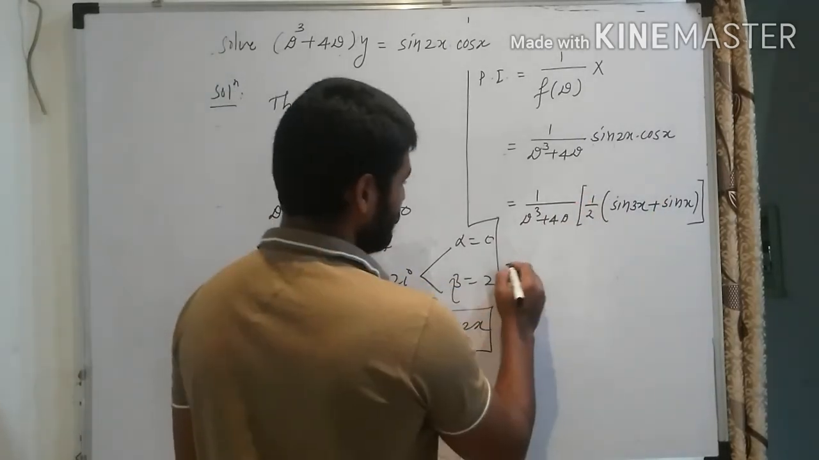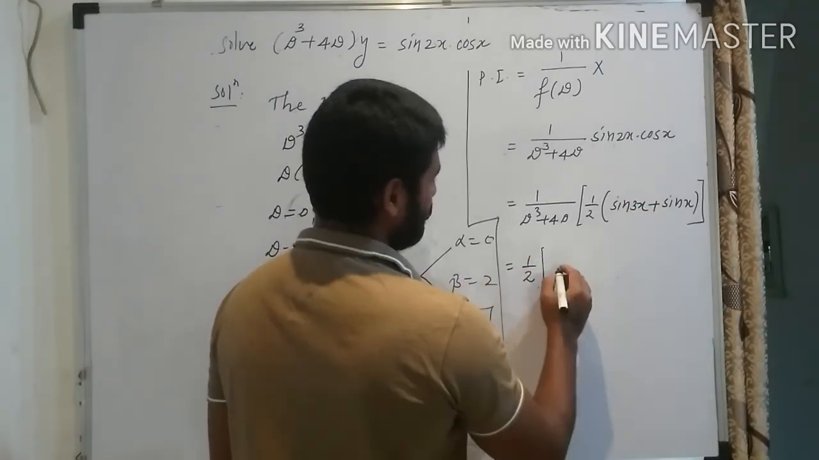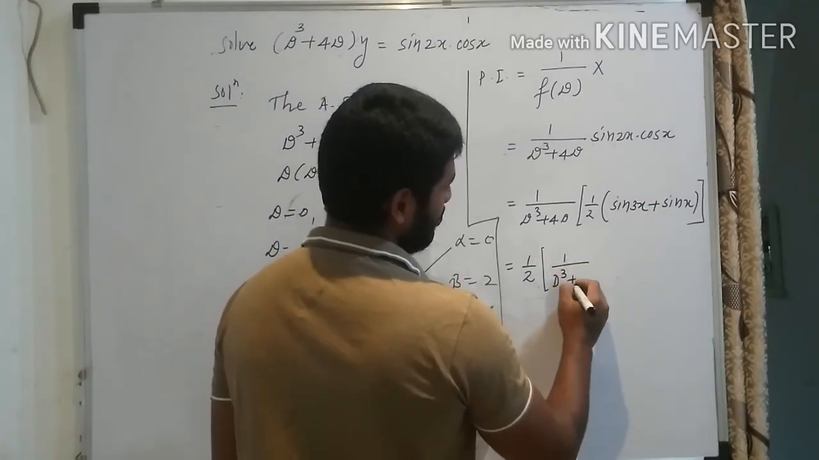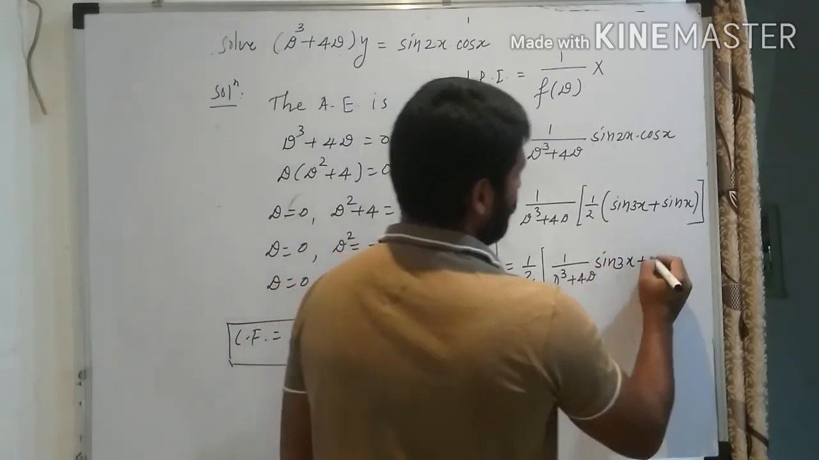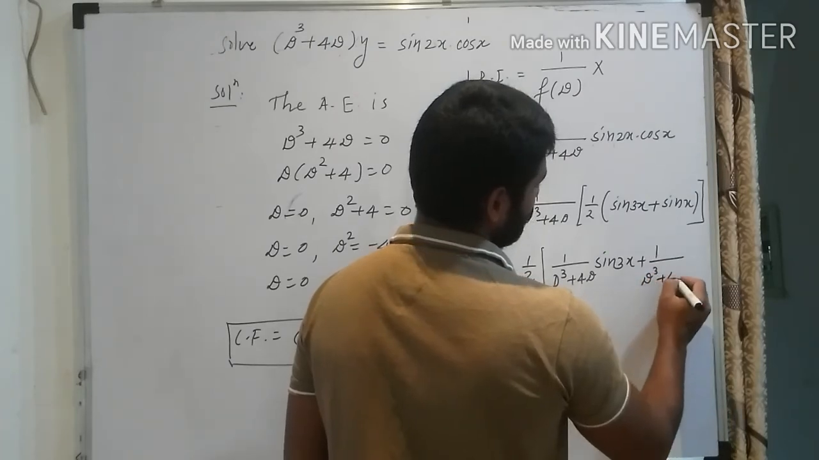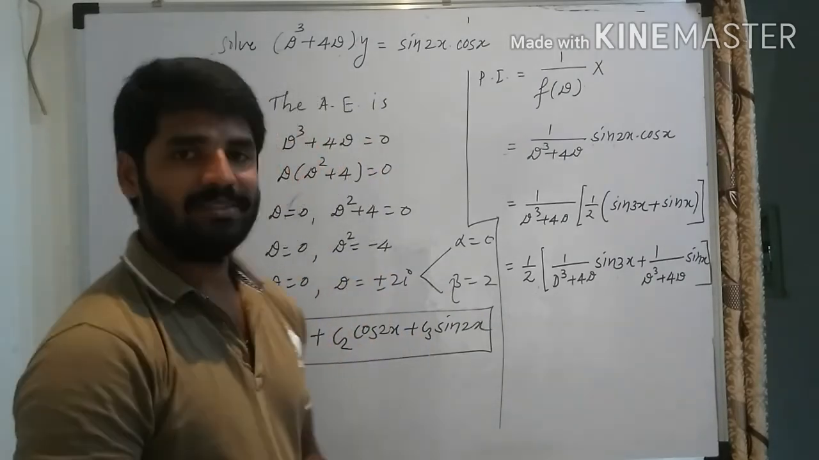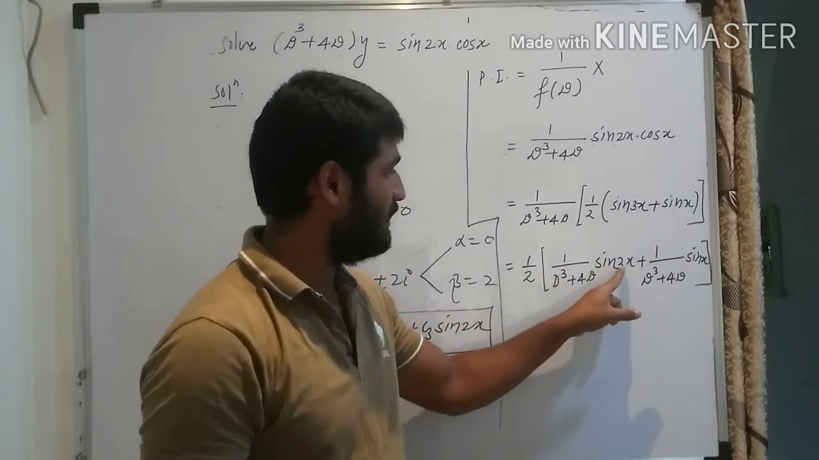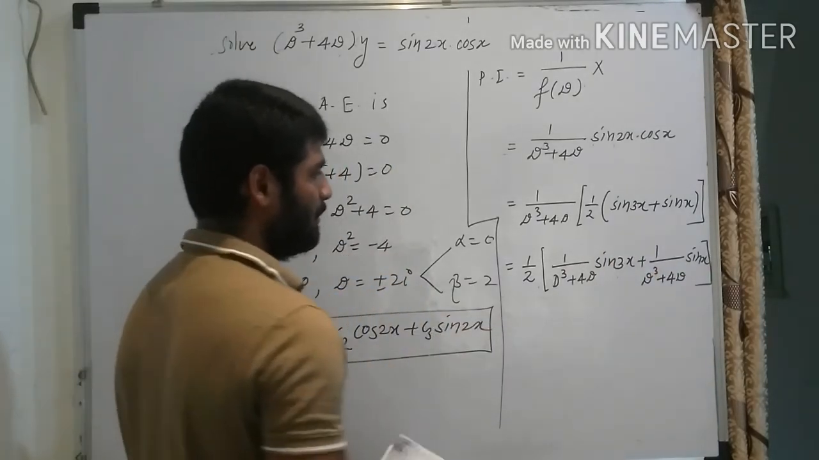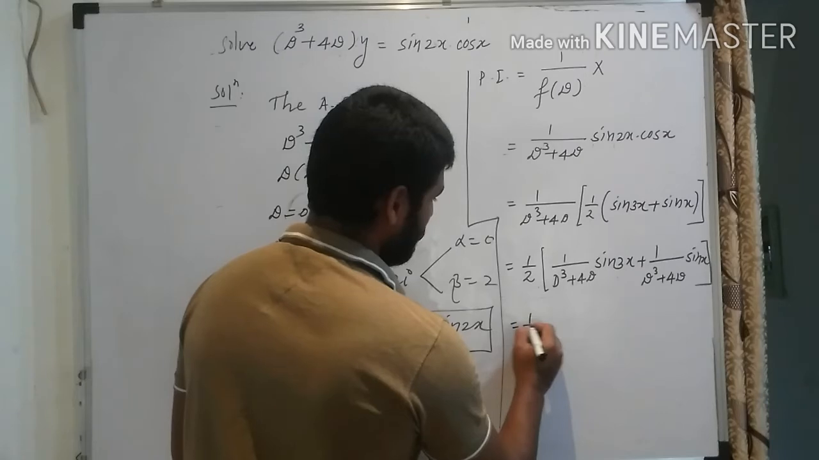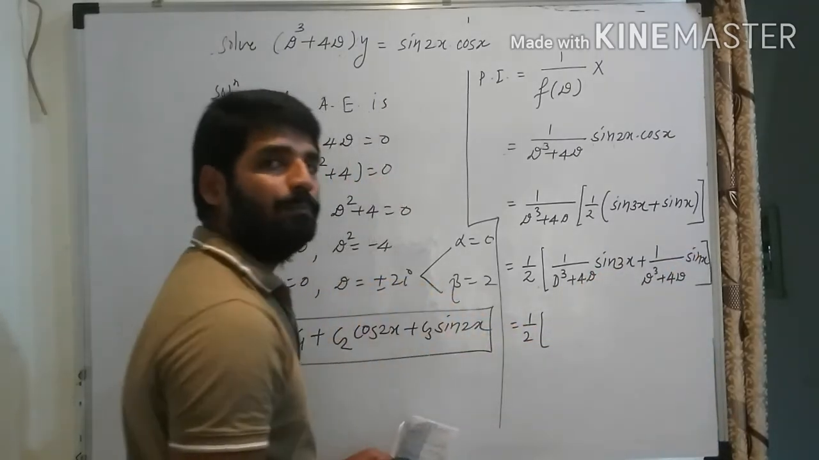Now here 1 by 2 is a constant, so taking it outside, we separate the 1 upon f of D over each term. So we can write 1 upon D cube plus 4D into sin 3x, plus 1 upon D cube plus 4D into sin x. Now see here, this is in the standard form, 1 upon f of D sin ax. Here again 1 upon f of D sin ax. Now we have to take the replacement. So replace D square by minus a square. But in the first term a is equal to 3 and in the second term a is equal to 1.